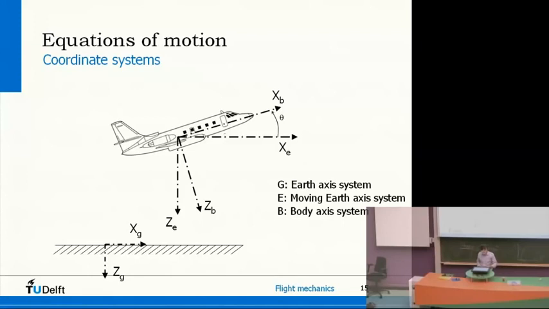Well, it doesn't work. So there's an angle theta between the moving Earth axis system and the body axis system. And the important thing to realize is that that's basically the angle between the nose of the aircraft and the horizon. So that means that the pilot, if he or she looks outside the window, is actually seeing that angle theta. So that's quite relevant from the pilot's perspective.